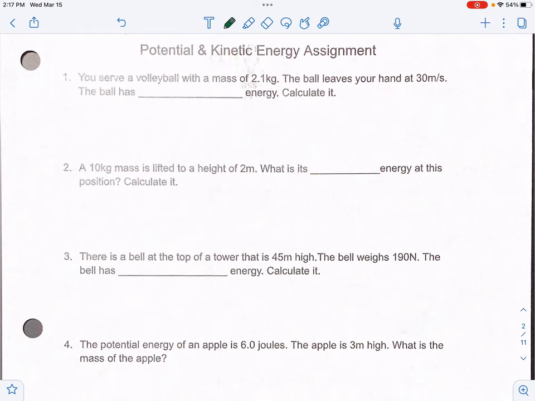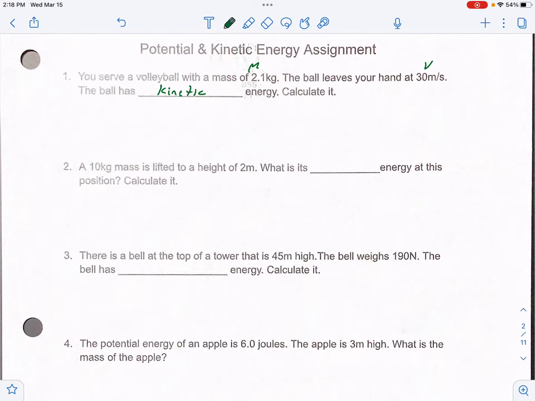Now this is just going to be a potential and kinetic recap. This is a mixture of both. Kinetic we've already done, so some of this should be pretty simple. You serve a volleyball with a mass of 2.1 kilograms, so I have mass. It leaves your hand with 30 meters per second, so I have velocity. So this ball has blank energy. If I have mass and velocity, I am dealing with kinetic.